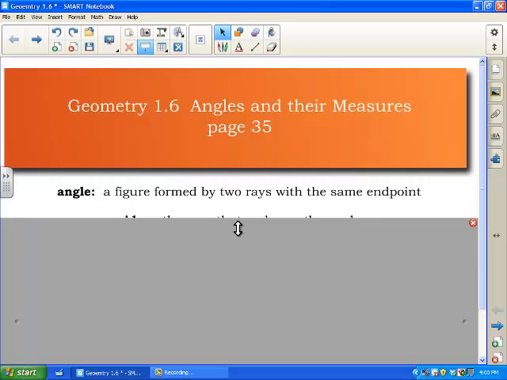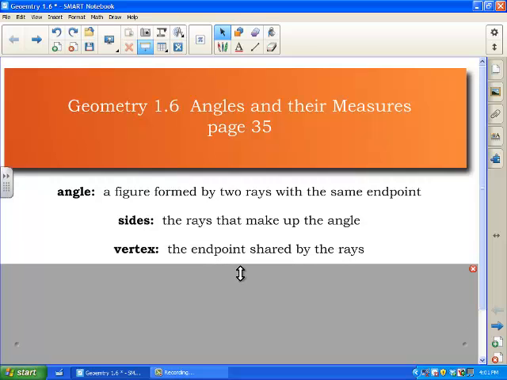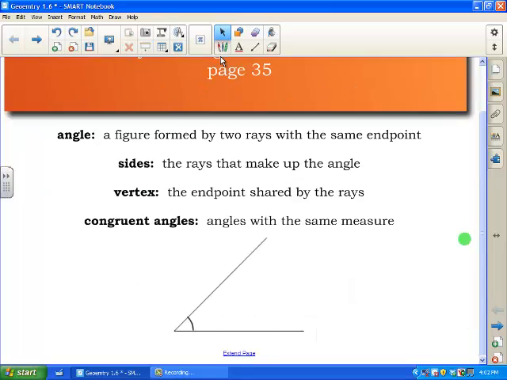We have a couple of different terms we talk about when we're talking about angles. First we have sides, and those are the rays that make up the angle. So when we talk about the sides, we're actually talking about those two rays. The endpoint that those two rays have in common is called the vertex of the angle, and that's really important, especially when we're naming angles. And another word that you're going to hear a lot, congruent, means the same size and the same shape. So in this section we'll be talking about congruent angles, which just means angles that have the same measure.